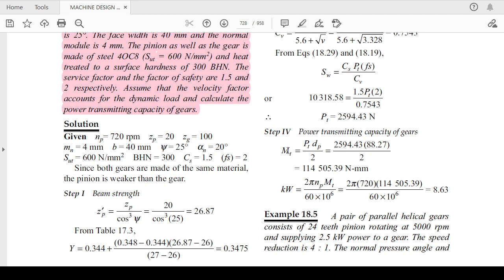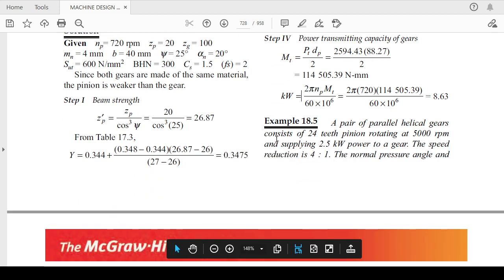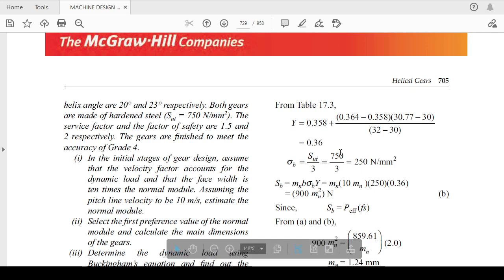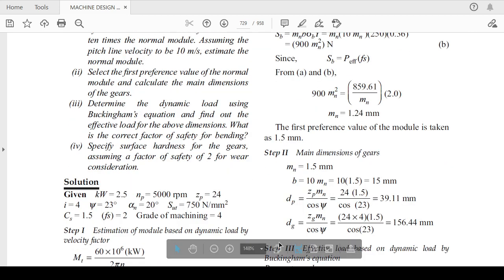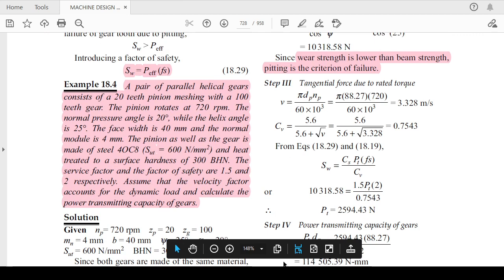Put the value of PT in the calculation of MT, the torque, and after calculating the torque you can put it directly into the formula of power. You can calculate the power as 8.63 kilowatt. In this way you can solve the numerical either from these books or from your university's last year exam papers. Refer to those papers and chapters, and practice as much as possible with the help of the design data book. That will help you solve these numericals.